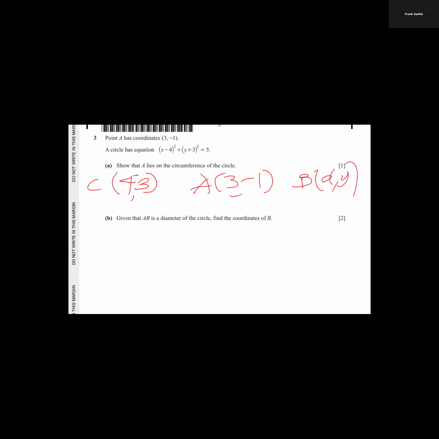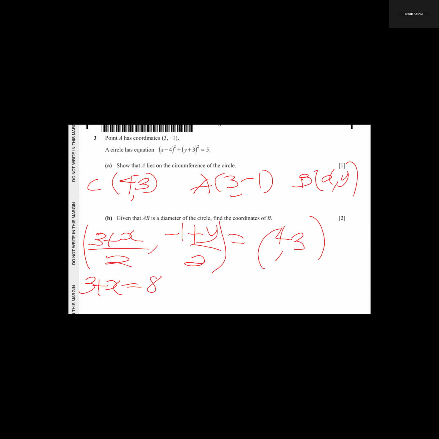So if I have my 3 plus x, that's out of 2, and I have 1 plus y out of 2, that should give me the midpoint, which is 4, 3. So we can say 3 plus x out of 2 is equal to 4. So 3 plus x is equal to 2 times 4, 8. x is 8 minus 3, x is negative 5.